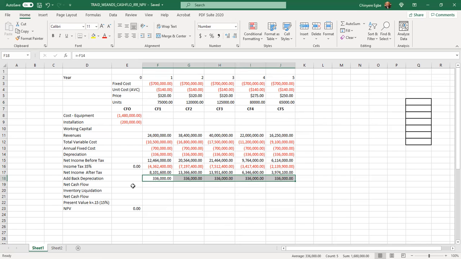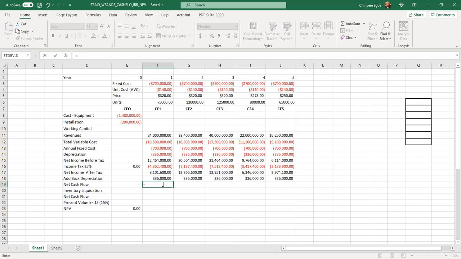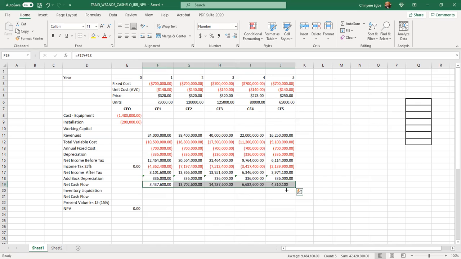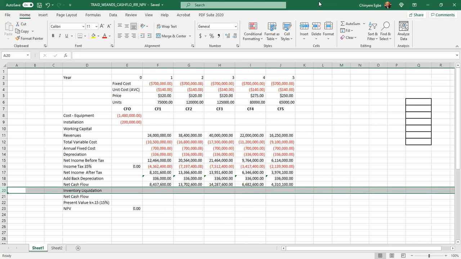When you add back the depreciation, your net cash flow is your income after tax plus your depreciation, which is F17 plus F18. So that is your net cash flow. Okay. We did not have any initial inventory liquidation, so we will keep that out. If you had an initial inventory investment, you would do that.